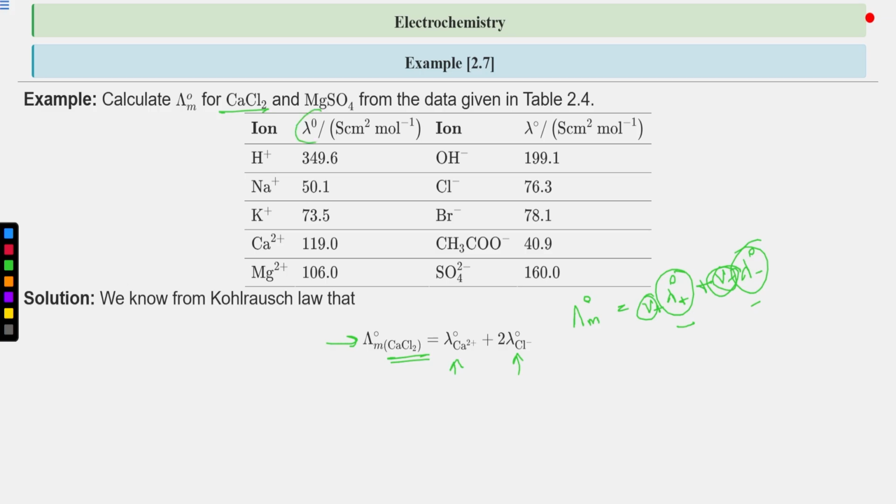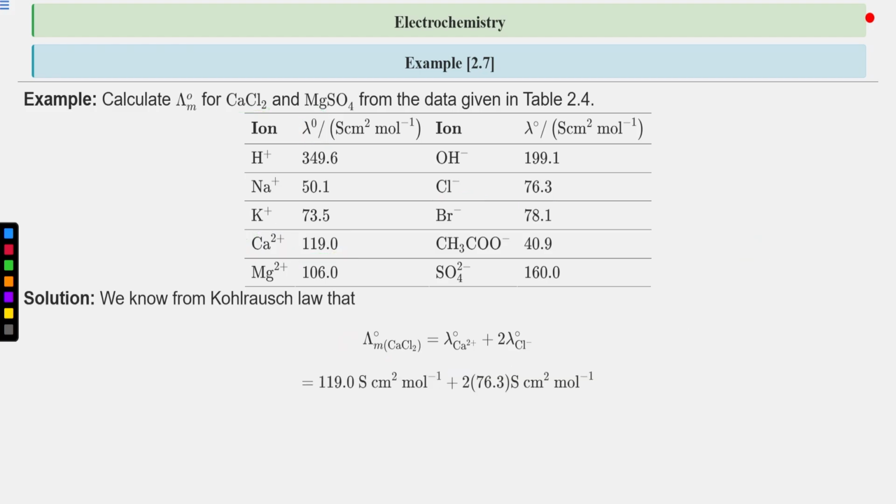And you know the lambda naught value for calcium 2 positive, which is 119. And you know the lambda naught value of chlorine negative, which is 76.3. So you just have to put it here and add them. So 119 plus 2 times 76.3 will give the limiting molar conductivity of CaCl2. So it will be equal to 271.6 Siemens centimeter square mole inverse. This is the limiting molar conductivity value of calcium chloride.